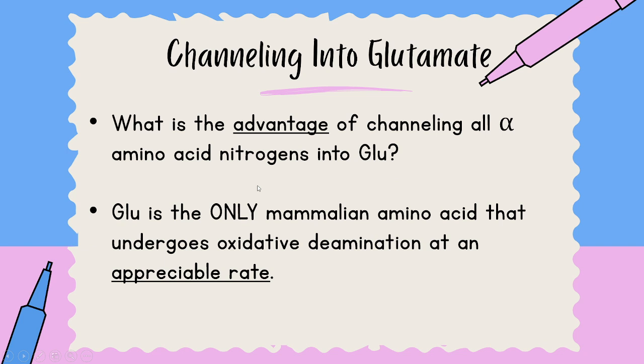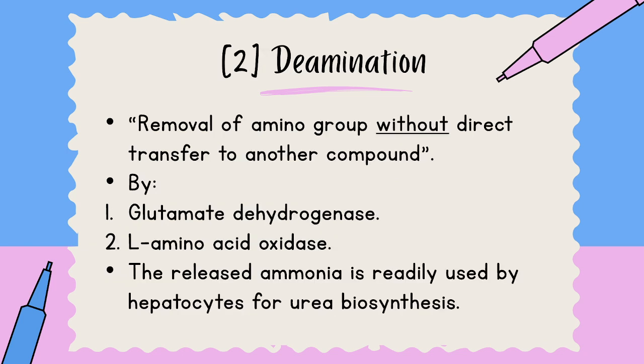So this is unique about glutamate, and that is why all the amino groups from the rest of the amino acids are funneled or collected into glutamate. A second form of removing an amino group, the first one was through transamination, the second way is through deamination. Deamination refers to removal of the amino group without direct transfer to another compound.